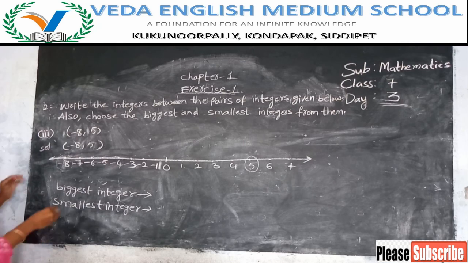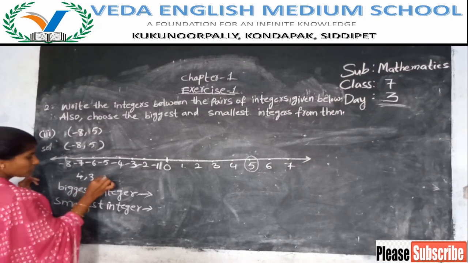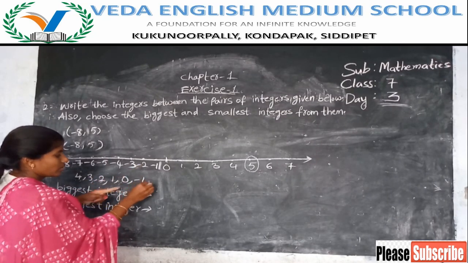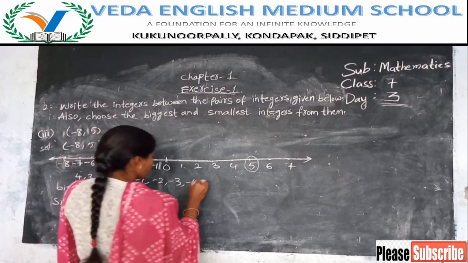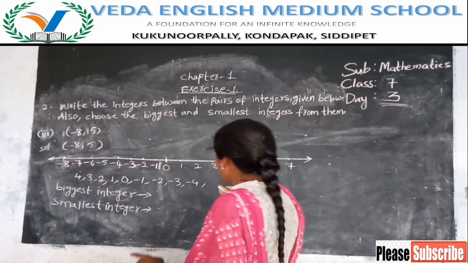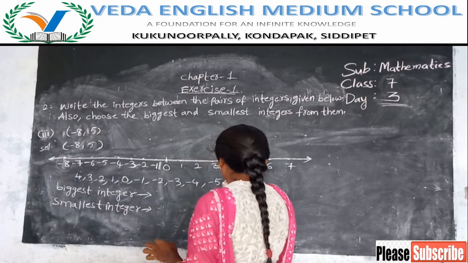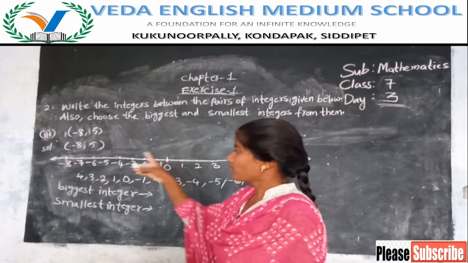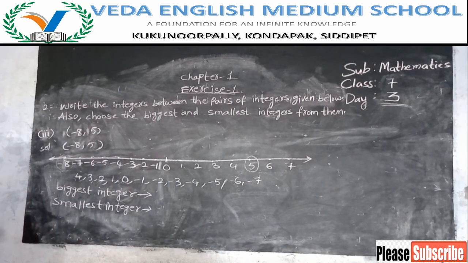Now we will write the integers. What are the integers? 4, 3, 2, 1, 0, minus 1, minus 2, minus 3, minus 4, minus 5, minus 6, minus 7. These are the integers between minus 8 and 5. Now we have to find the biggest and the smallest integer. What is the biggest integer in this?